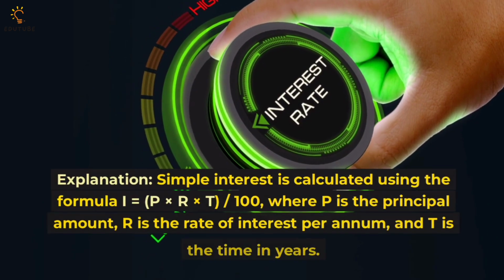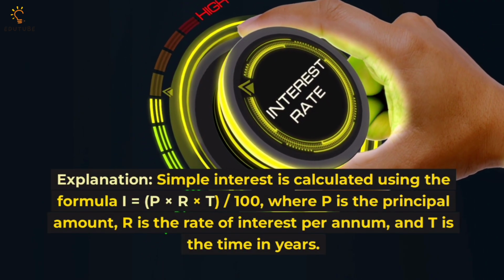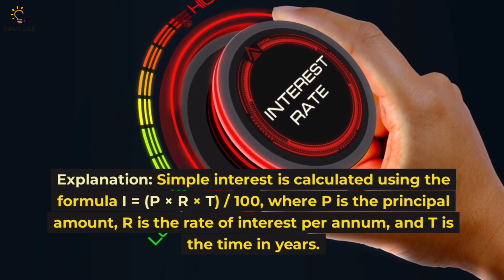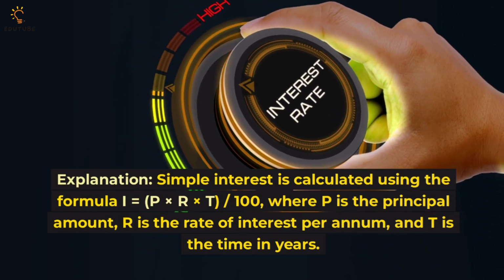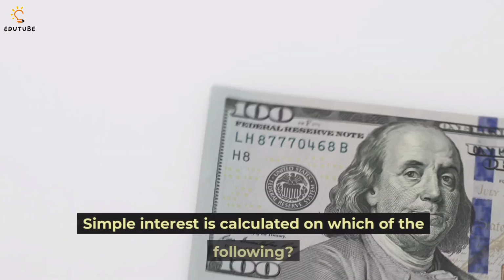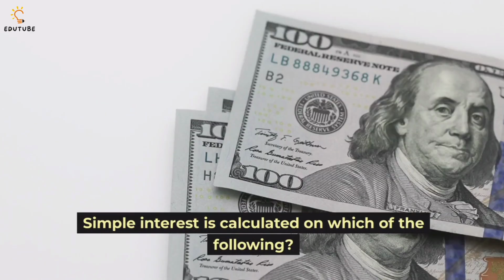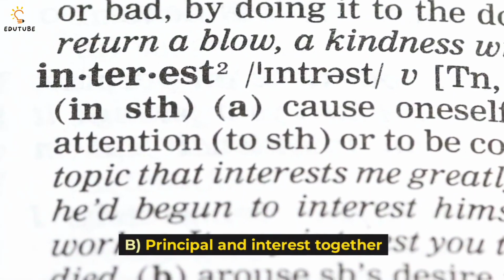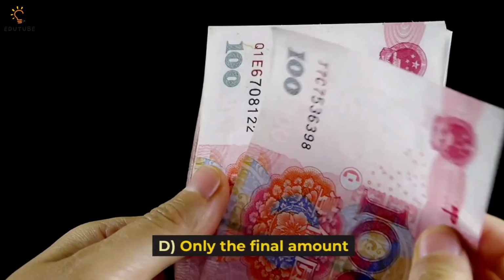Explanation. Simple interest is calculated using the formula I equals P times R times T over 100, where P is the principal amount, R is the rate of interest per annum, and T is the time in years. Simple interest is calculated on which of the following? A. Principal amount only. B. Principal and interest together. C. Interest alone. D. Only the final amount.